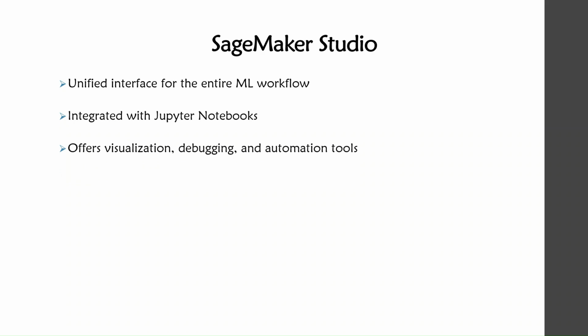Automation. SageMaker Studio includes automation tools like SageMaker Experiments for tracking, organizing, and comparing different machine learning experiments. You can automate model training, hyperparameter tuning, and evaluation tasks, making the workflow more efficient. So overall, SageMaker Studio is a comprehensive, user-friendly platform that provides all the tools necessary for end-to-end machine learning development.